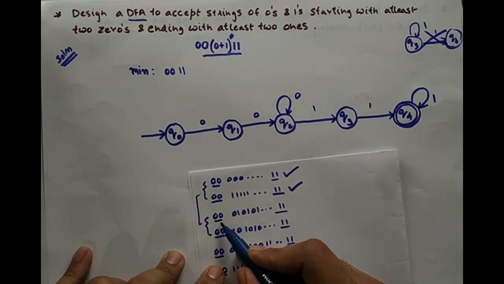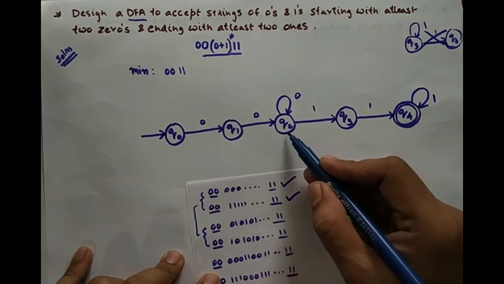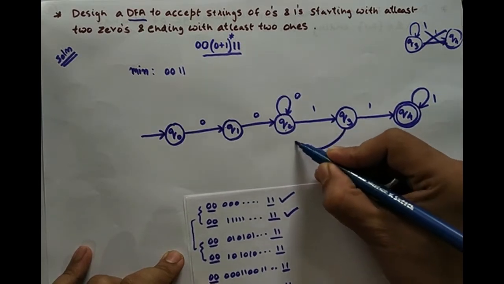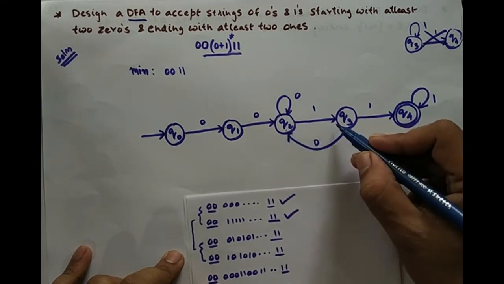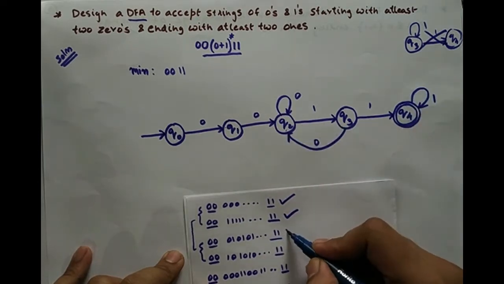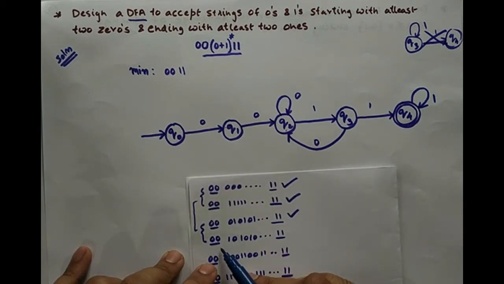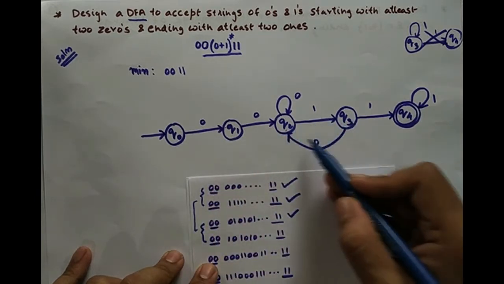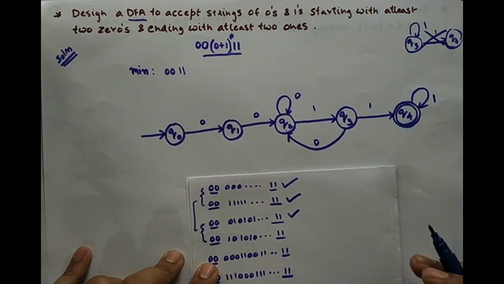Next, 0 0 followed with 0 1 0 1 0 1 ending with 1 1. So 0 0 followed with 0 1. Then if I place it here, 0 1 0 1 0 1 ending with 1 1, accepted. Then 0 0, then 1 0 1 0 1 0 ending with 1 1, accepted.